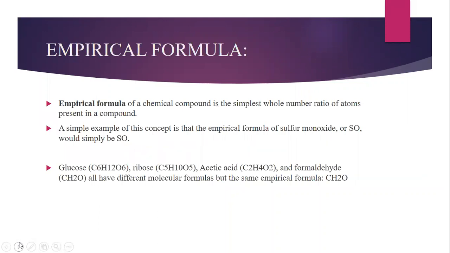The empirical formula of a chemical compound is the simplest whole number ratio of atoms present in the compound. It is basically the simplest formula in chemistry. In an empirical formula of compound AxBy, there are x atoms of an element A and y atoms of an element B. A simple example of this concept is sulfur monoxide, or SO. The empirical formula for sulfur monoxide is SO. The empirical formula of glucose is CH2O and benzene is CH.